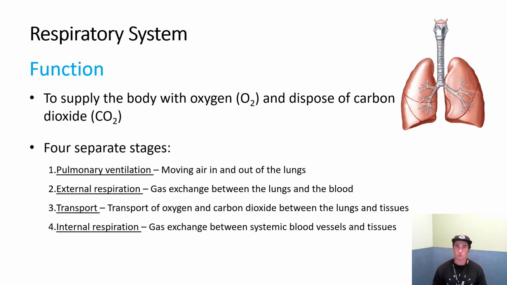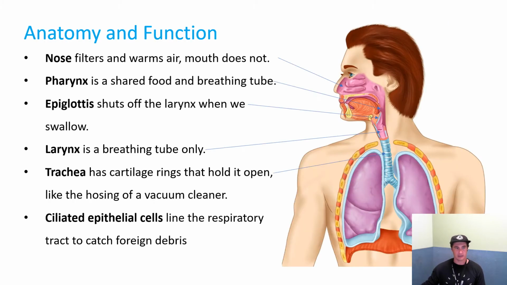Then we have transport, which is the physical transportation of oxygen and carbon dioxide between our lungs and our tissues, so that's our cardiovascular system. And then internal respiration, which is gas exchange happening between blood and your body's cells and tissues. So pulmonary ventilation, external and internal respiration are the fundamental concepts of the respiratory and cardiovascular systems combined.